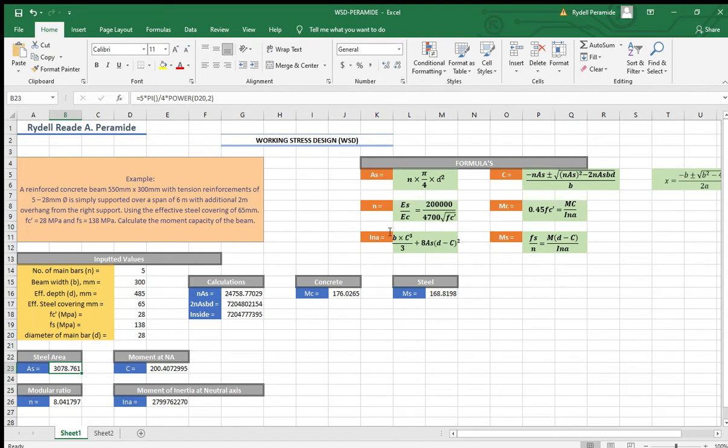So next is the modular ratio. Modular ratio is ES over EC. ES is equivalent to 200,000 and EC is equivalent to 47 square root of FC. So in getting the modular ratio, 200,000 divided by 47 times square root of the FC, and we will get the answer of 8.